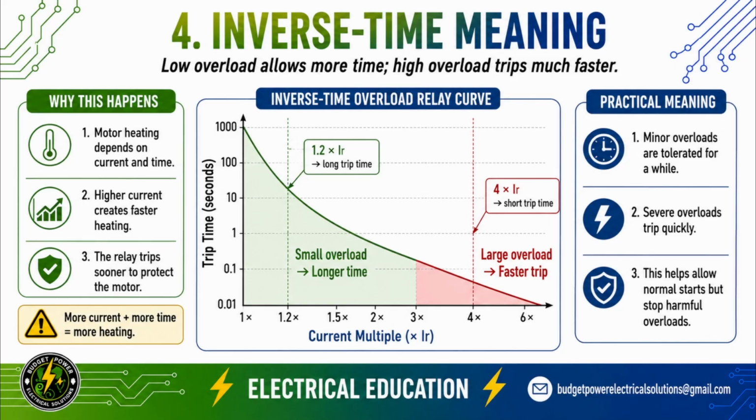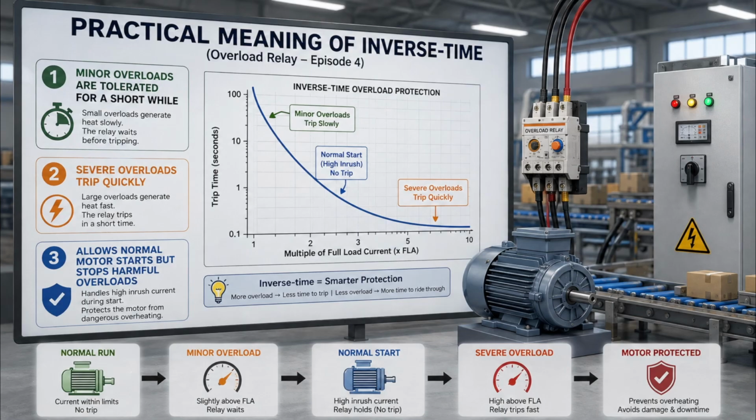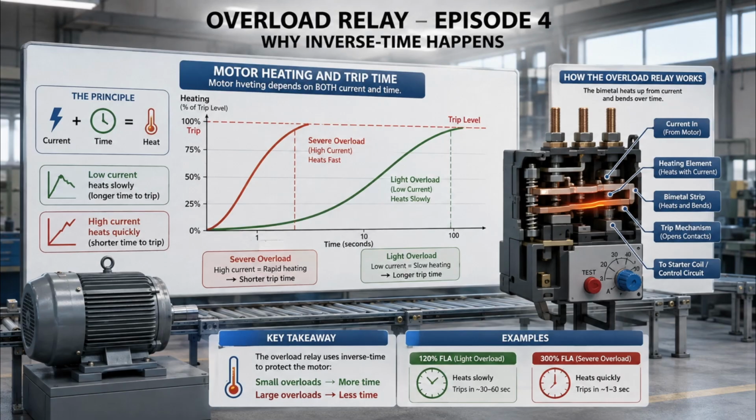Now we come to a very important idea: inverse time operation. Inverse time simply means that a small overload is allowed for a longer period, while a large overload causes the relay to trip much faster. Why does this happen? Because motor heating depends on both current and time. A slight overload creates heat more slowly, so the relay allows some time. But a severe overload creates heat much faster, so the relay must respond quickly to protect the motor. This is very useful in practice, because the relay can tolerate normal short-duration conditions while still reacting quickly to dangerous overloads. So remember, more current means more heating, and usually a shorter allowable trip time.